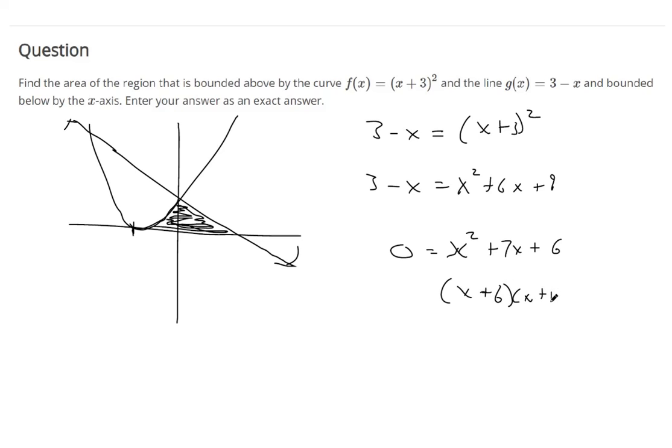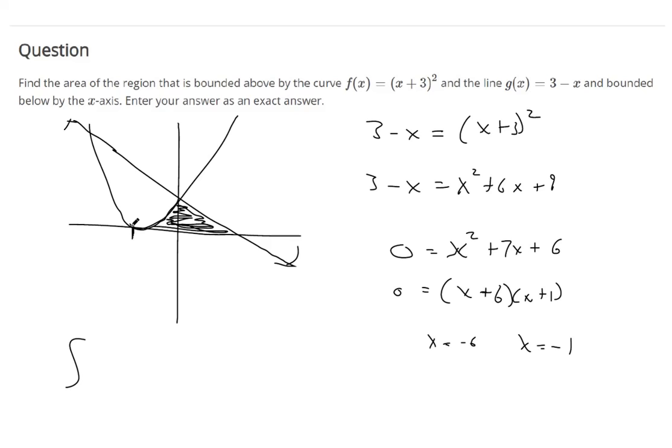Oh, good thing I did it, because they don't cross at 0. Two numbers that multiply to be 6 but add up to be 7. Set each factored piece equal to 0. So you get x is -6 and x is -1. So the -6 intersection is this one over here. So they actually cross at x equals -1. I should have probably done a better job with my graph.